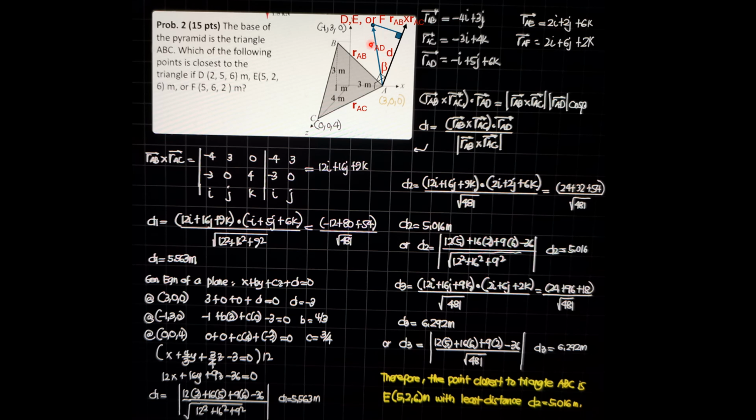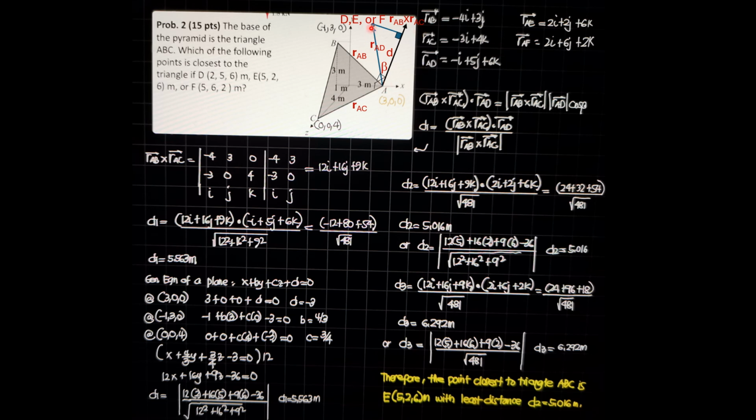And take note that the magnitude of RAD, the hypotenuse of this right triangle, times cosine of beta is this perpendicular distance from the plane of triangle ABC. So therefore, it is RAB cross RAC dot RAD, or RAE, or RAF, divided by the magnitude of RAB cross RAC.